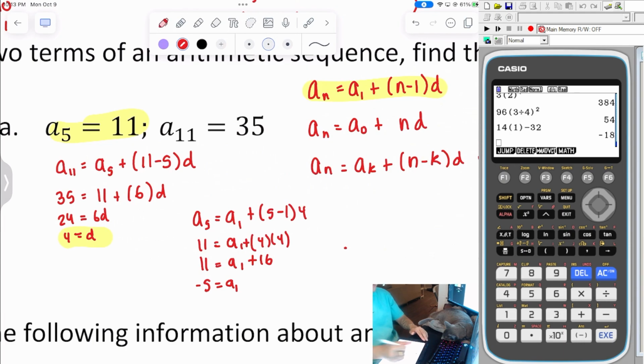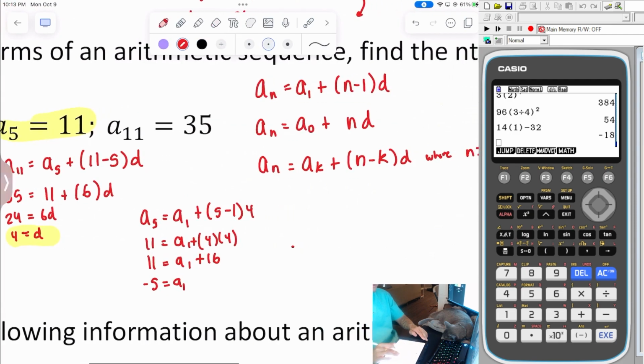Now that I know that, I can re-plug that into the first equation and leave a sub n unplugged, because then this mathematical statement implies that I can now solve for any particular number of my sequence, as long as I write it out like this.